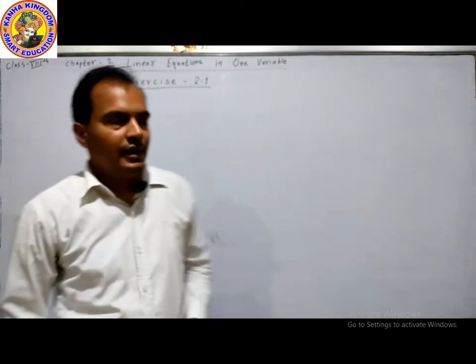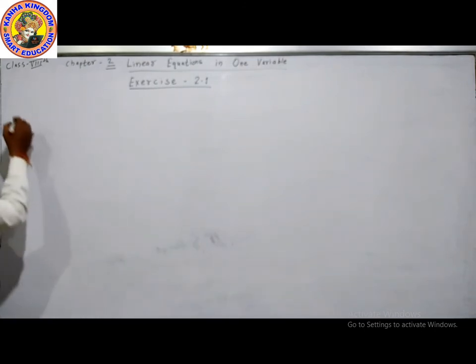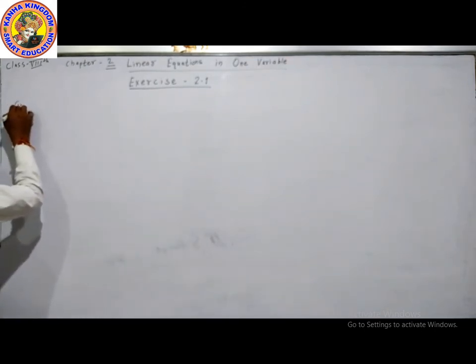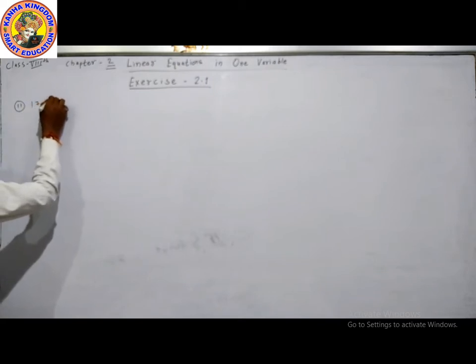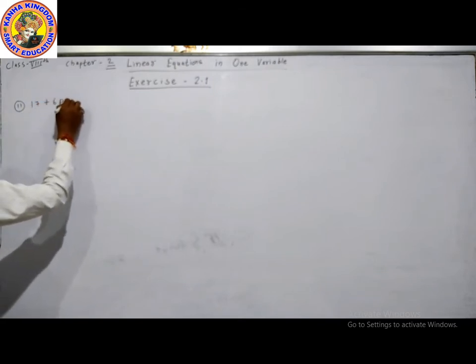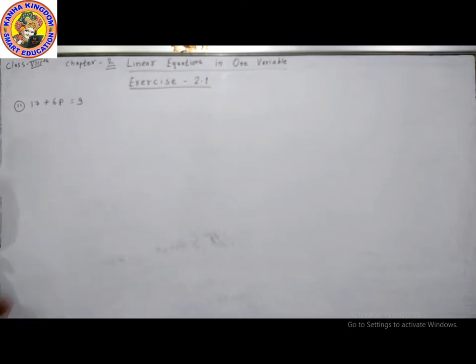We are taking another question from exercise question number 11. 17 plus 6p is equal to 9. The question is to solve the equation, which means find the value of p.